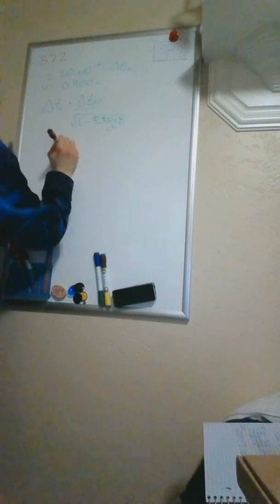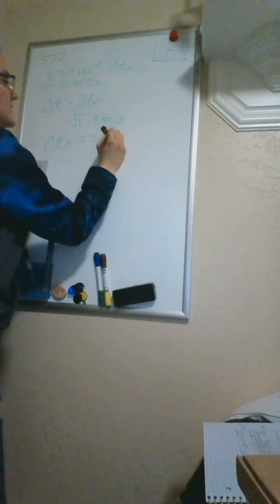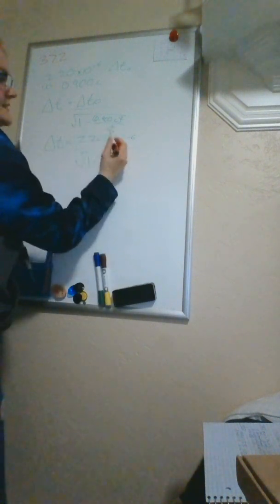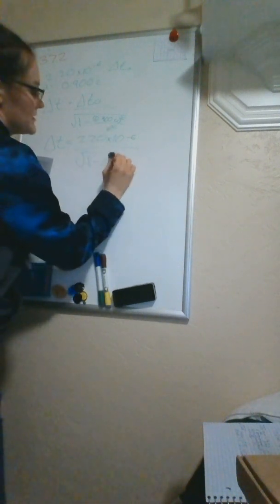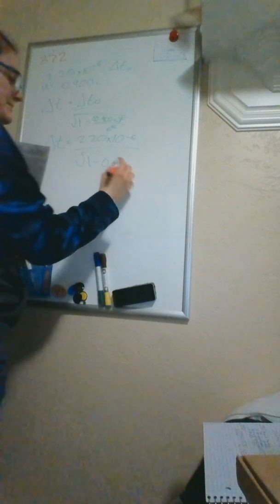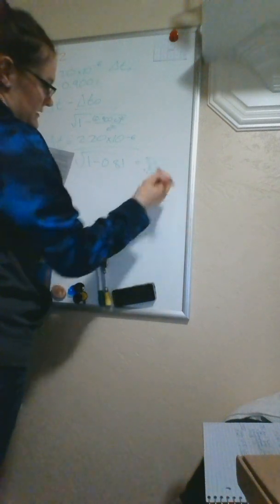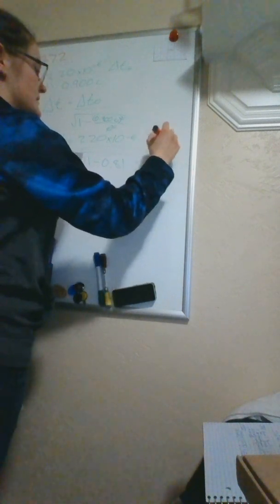So our delta t is equal to our t naught, which is right here, 2.20 times 10 to the negative 6, over the square root of 1 minus, and then these c squareds are just going to cross out. So then we're just going to square this 0.9, which makes this 0.81. So then we can just reduce this square root, and this is going to be 0.19, I think.